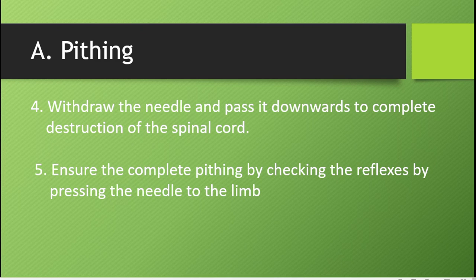We have to ensure that complete pithing has been done by checking the reflexes by pressing the needle on the limb of the frog. If there is a movement of the limb, that indicates that pithing has not been completed. So again we have to destroy the brain and spinal cord with that needle.